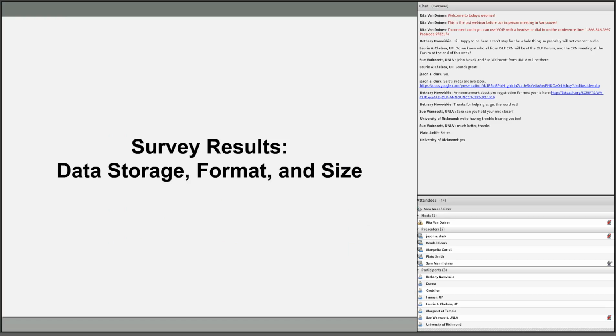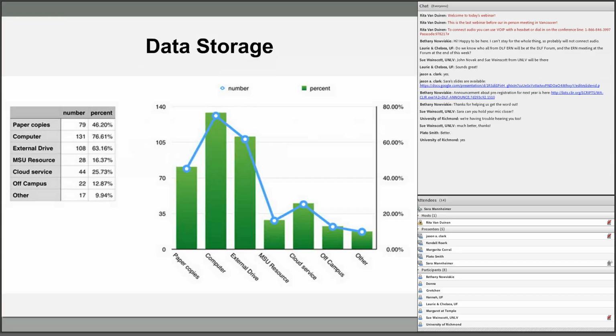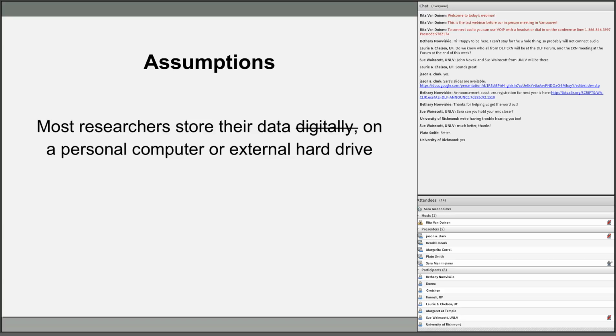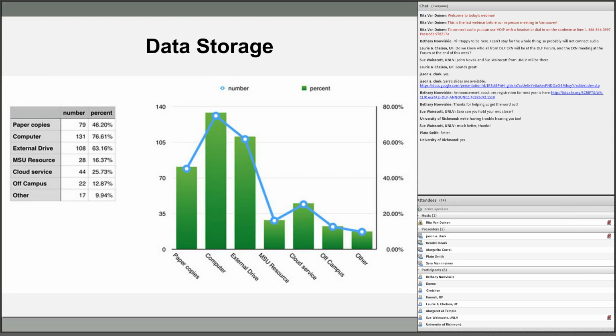And then our questions about storage format and size. Our assumption here was that most researchers would store their data digitally on a personal computer or external hard drive. Turned out there were actually quite a few researchers who responded that they stored their data in paper format. So that was a surprise to us. And it made us realize that we might need to think more about paper and physical data. And we're actually starting a pilot digitizing some lab notebooks as a response to this. So we will see how that goes.